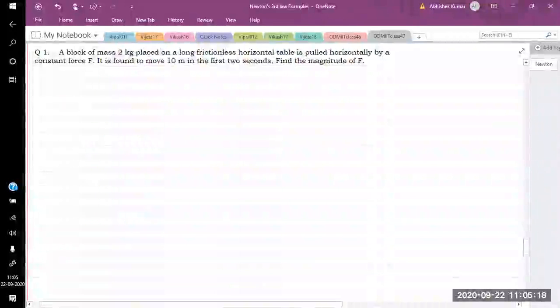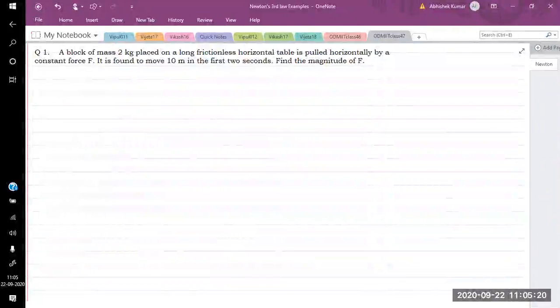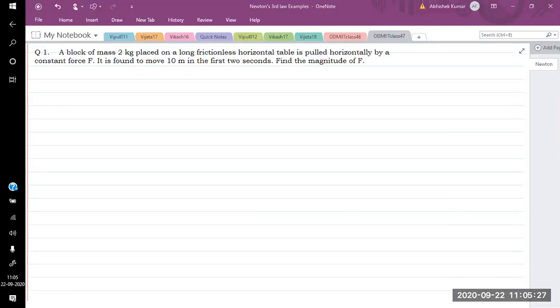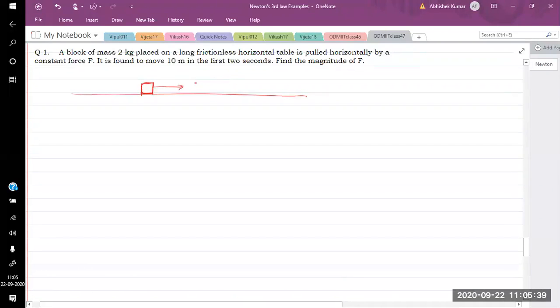So very straightforward question. A block of mass 2 kg is placed on a long frictionless horizontal table, is pulled horizontally by constant force. So we will make the diagram. We have an object which is kept on a long horizontal table and it is pulled horizontally by applying a constant force F. The mass is given 2 kg.